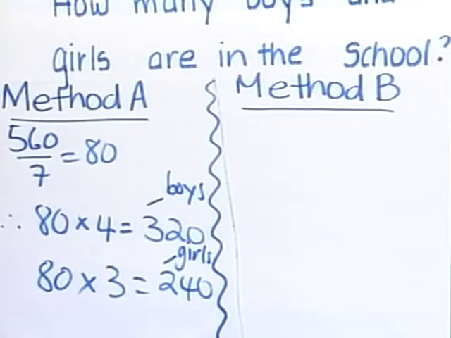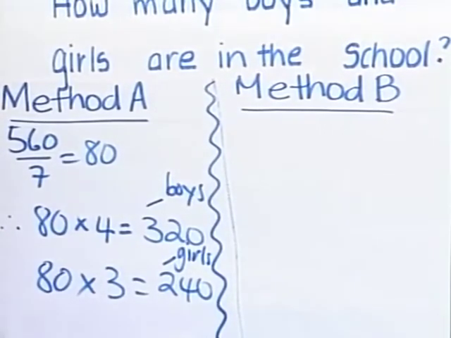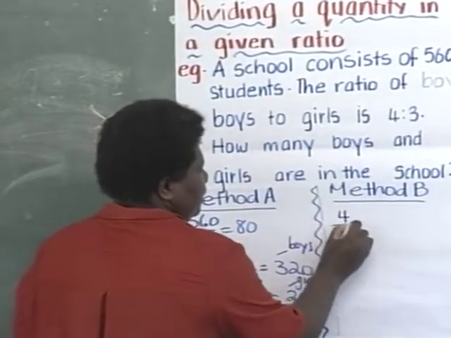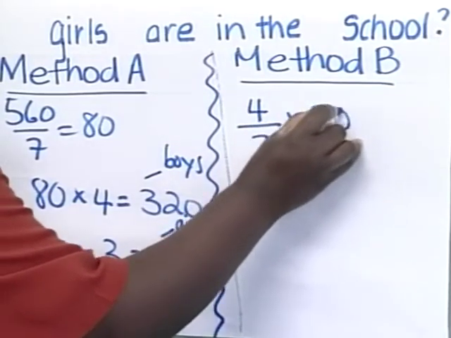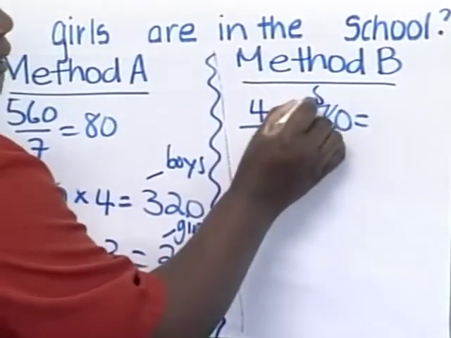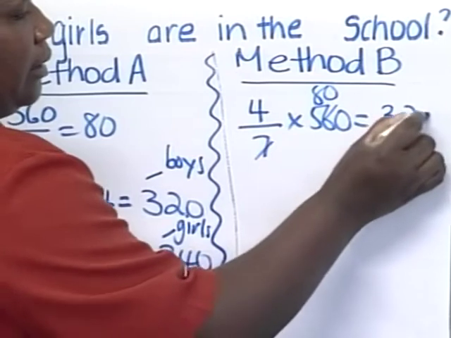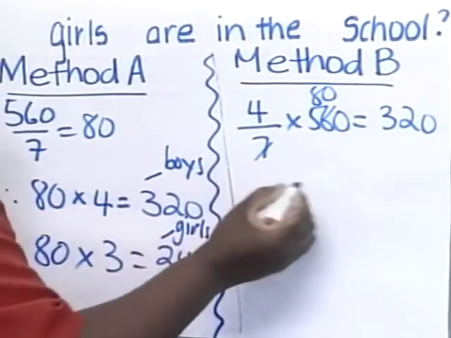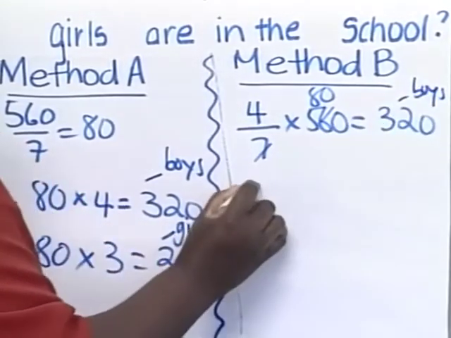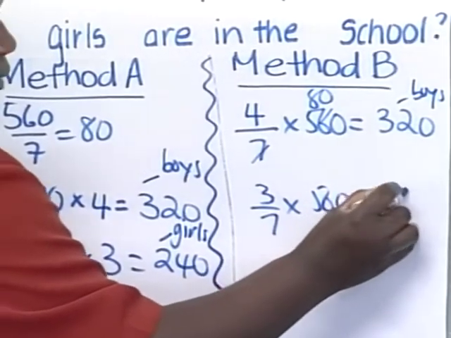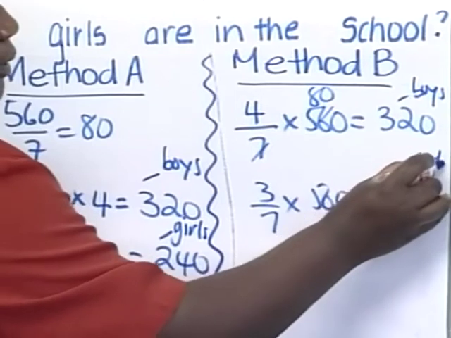Okay, like I said, I usually stick to method number 2. And method number 2 is you add 4 and 3 and you get 7. To find the number of boys, you put 4 over 7 and then multiply by 560, which will give 80 times 3 times 4 is 320. And usually I subtract, because there's no need to find the other one. So long as you know the total, you subtract to get the other one. So there are 320 boys. And if you want, instead of subtracting, then 3 on 7 of 560 will give you 240. This is the number of girls.